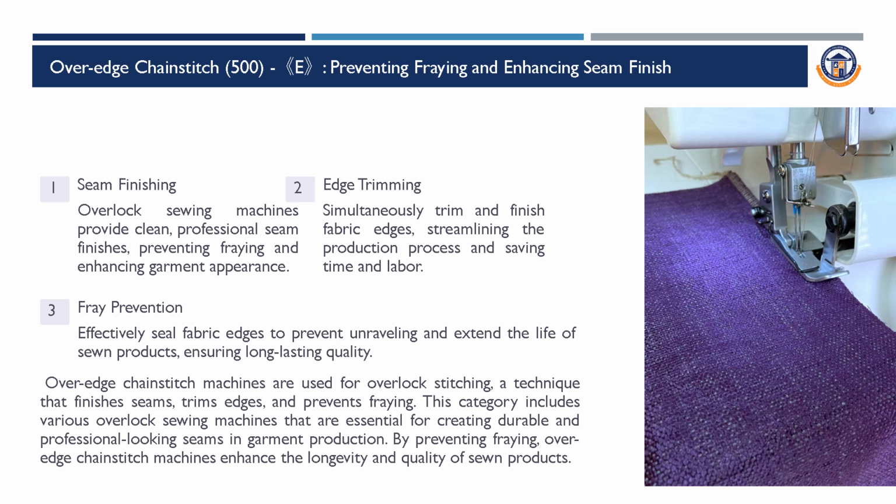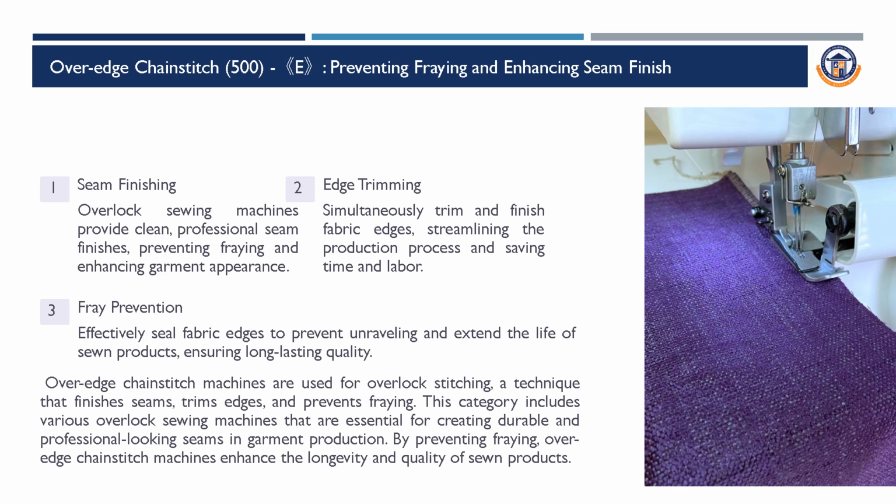Over-edge chain stitch 500, preventing fraying and enhancing seam finish. Here also it has a three-step function which helps to have clear and quality garments. First one is seam finishing. Overlock sewing machines provide a clean and professional seam finish, preventing fraying, enhancing garment appearance.